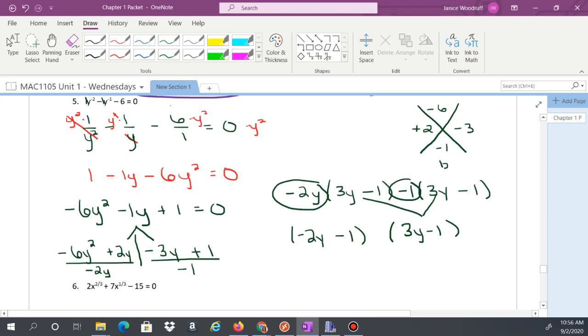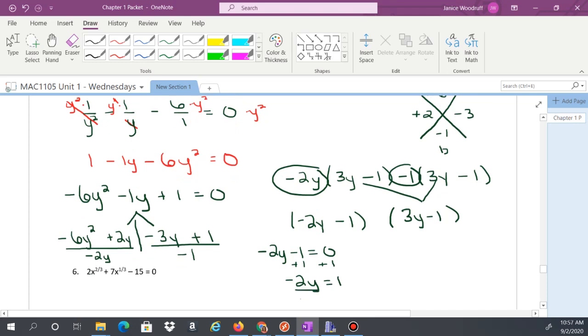Okay, and this is solving, so I'm going to set it equal to 0, and then I'm going to solve. So I have -2y minus 1 equals 0. I'm going to add 1 to both sides. I get -2y equals 1. Divide by -2. That gives me y equals -1/2.